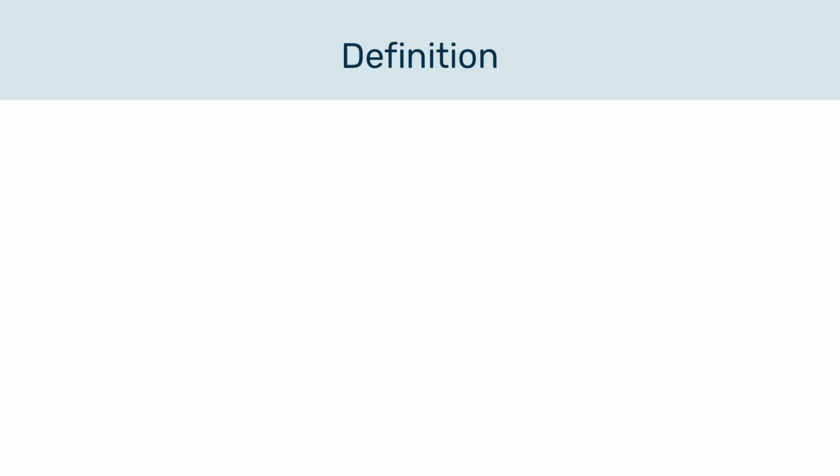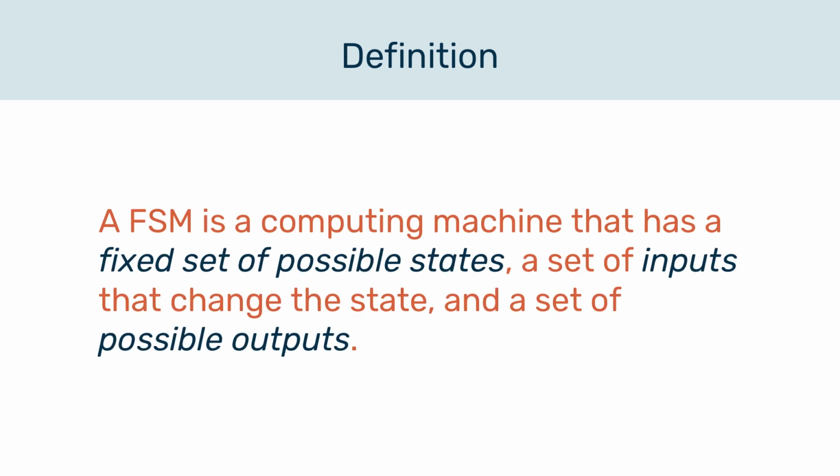And we're done. Let's have a quick recap. We have defined the term finite state machine. This could be a really standard 2-mark question, so learn this definition. A finite state machine is a computing machine that has a fixed set of possible states, a set of inputs that change the state, and a set of possible outputs.